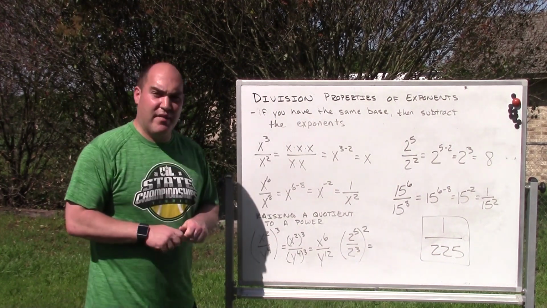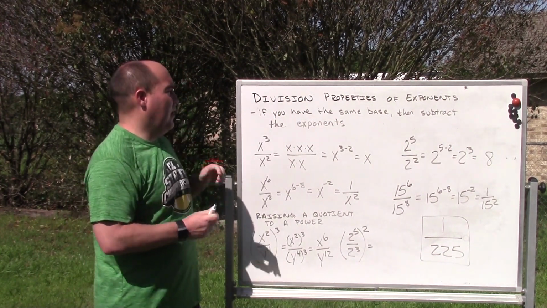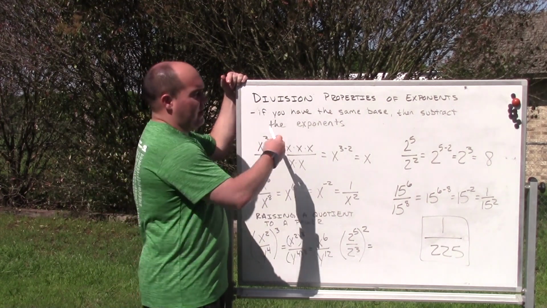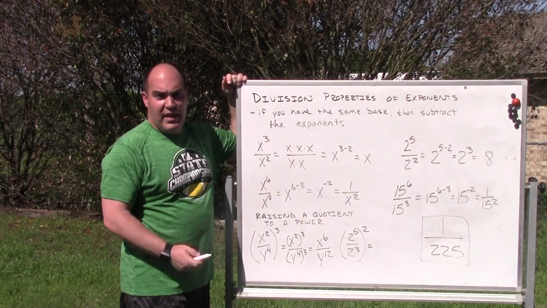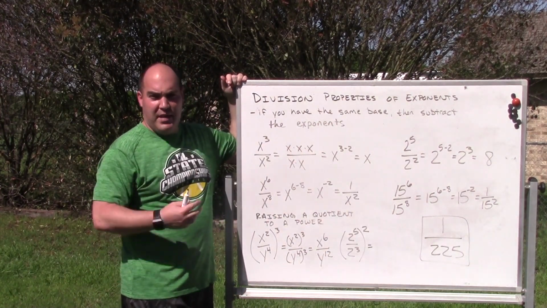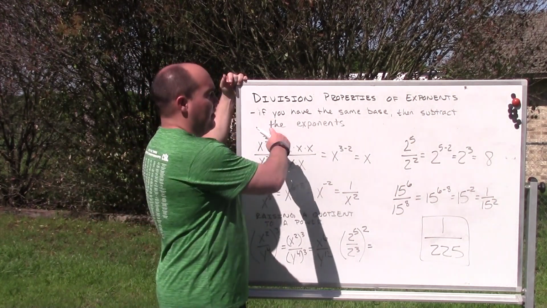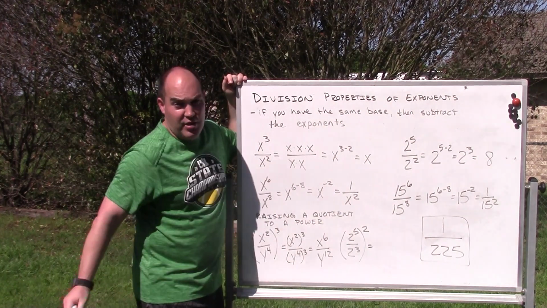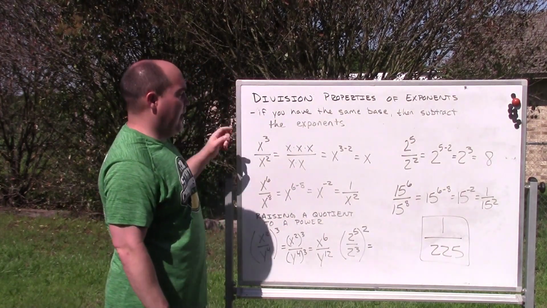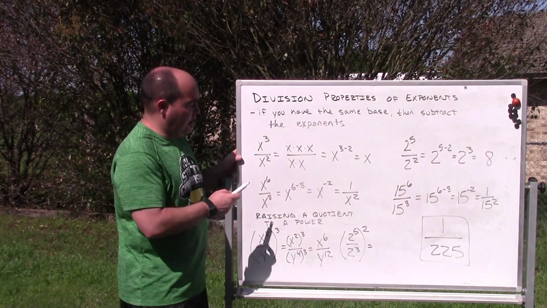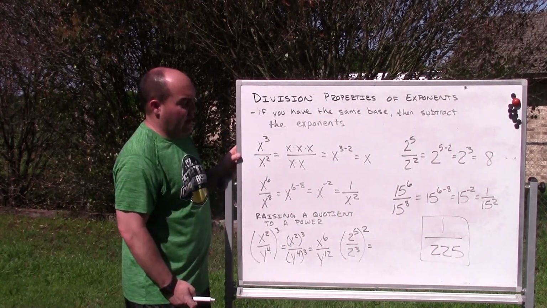Alright, so we got division properties of exponents. Same thing as before. If you have the same base, then this rule applies. If you don't have the same base, then it's just a regular old exponent or a regular old whole number. If you have the same base, you're going to subtract the exponents. So here is where the rule starts. We got x cubed over x squared.